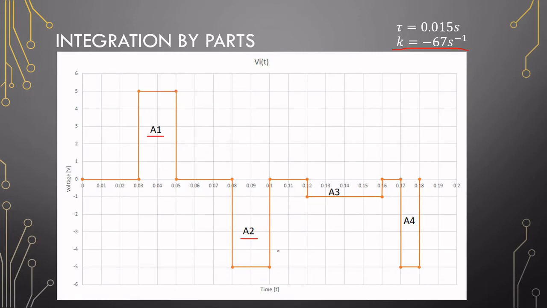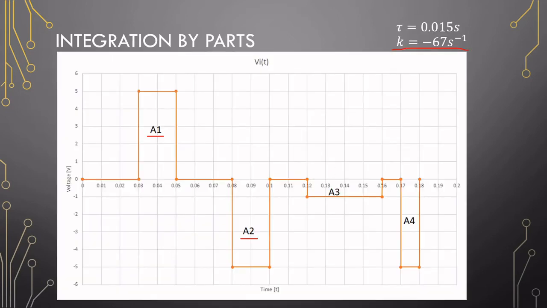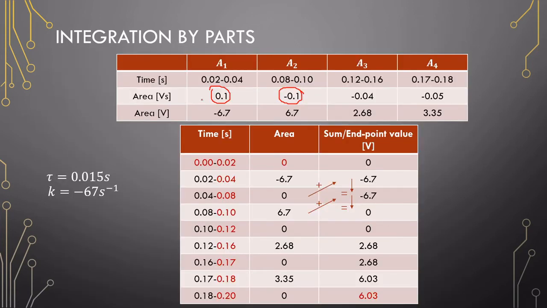Down here we have the same, but it's negative, so the area here will be minus 0.1. Okay. And I note down the time where this integration happens. Okay, this will become important for the next table here. Okay, again, another area. And lastly, another area. All of these are negative. Okay, then we take our areas and we multiply it with our constant. So we get an area of minus 6.7 volts, 6.7 volts, 2.68 volts, and 3.35 volts.